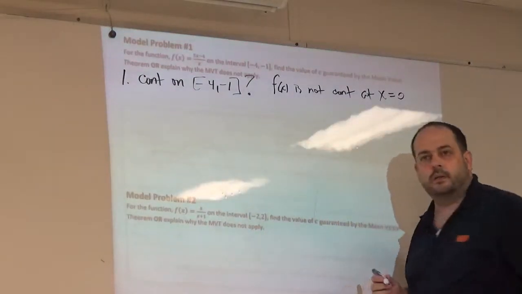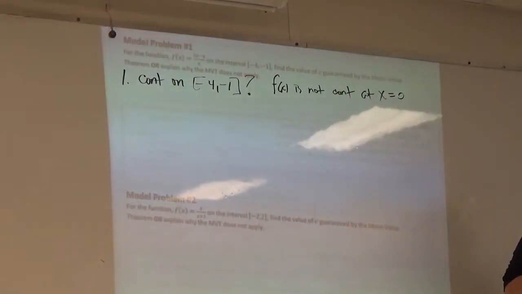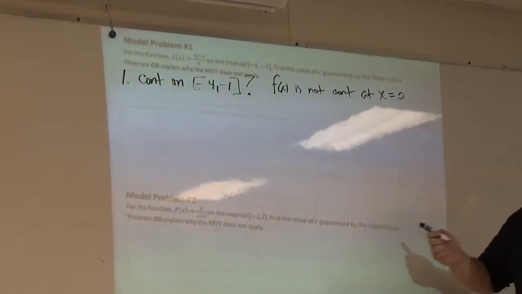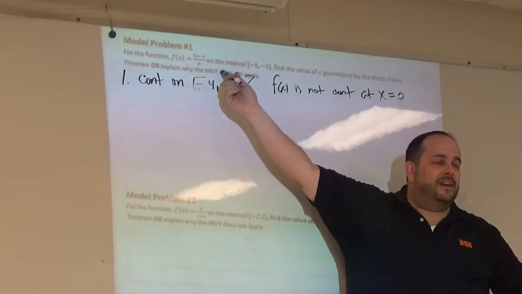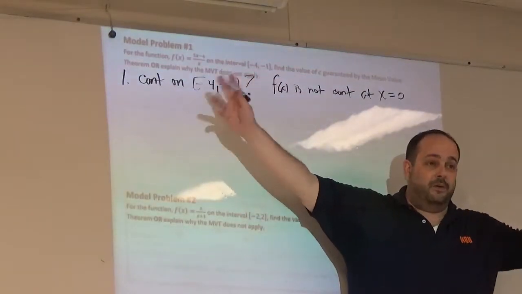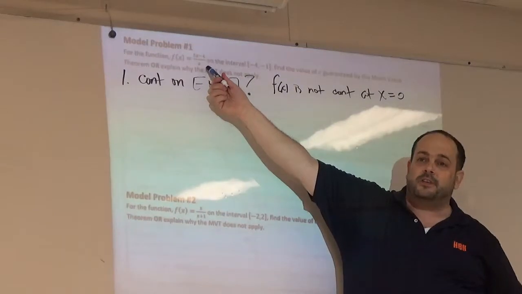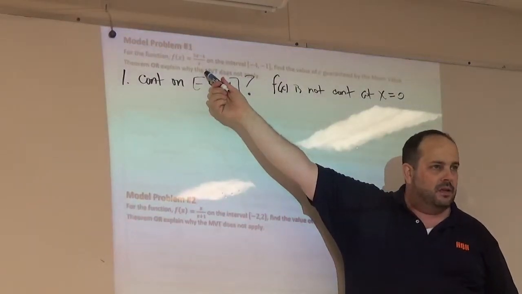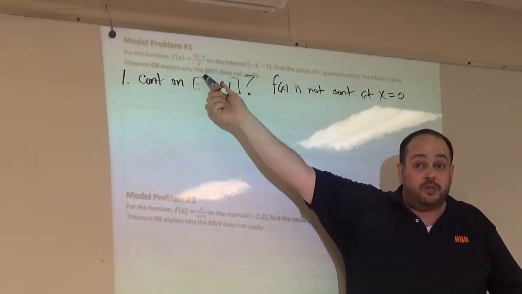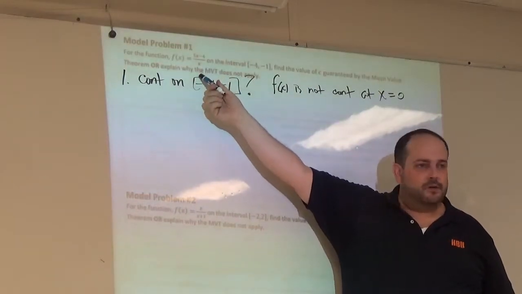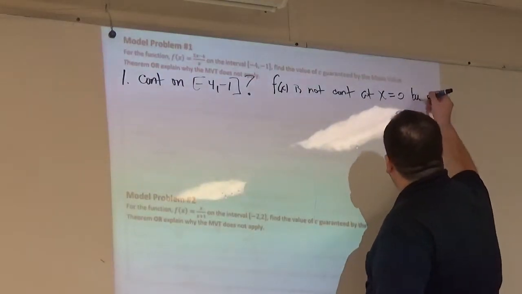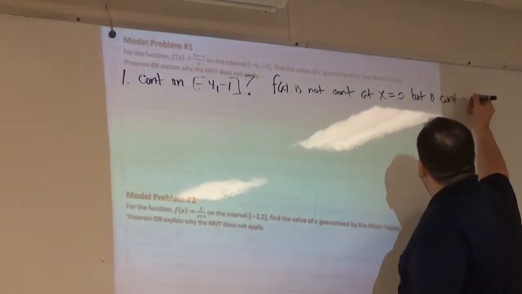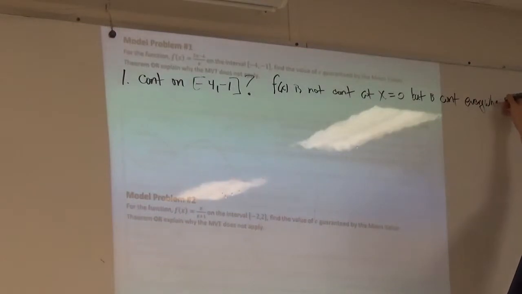Any other places? Nope. Oh my goodness, 5x minus 4 over x. Infinity's not a number. Infinity, we'd be talking about the endpoint. Is there any other place where this function would fail to be continuous? No. There's no other problems. Dividing by zero is your only problem. So my function is not continuous at x equals zero, but is continuous everywhere else.